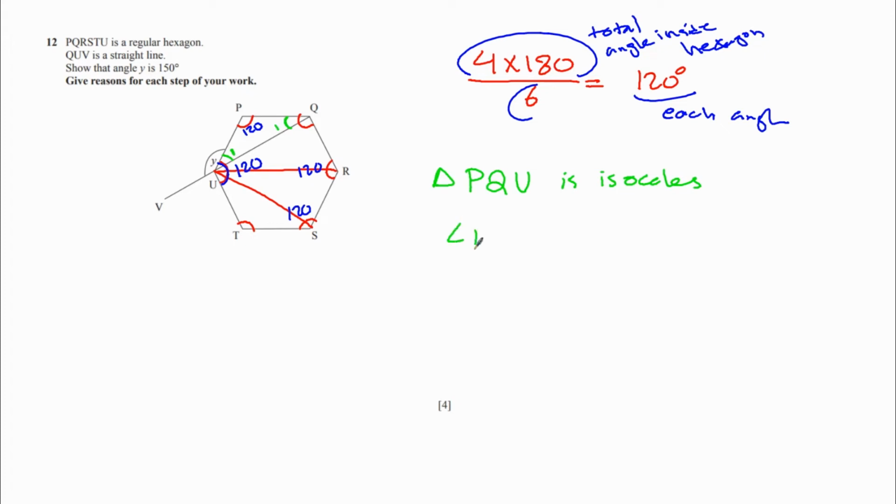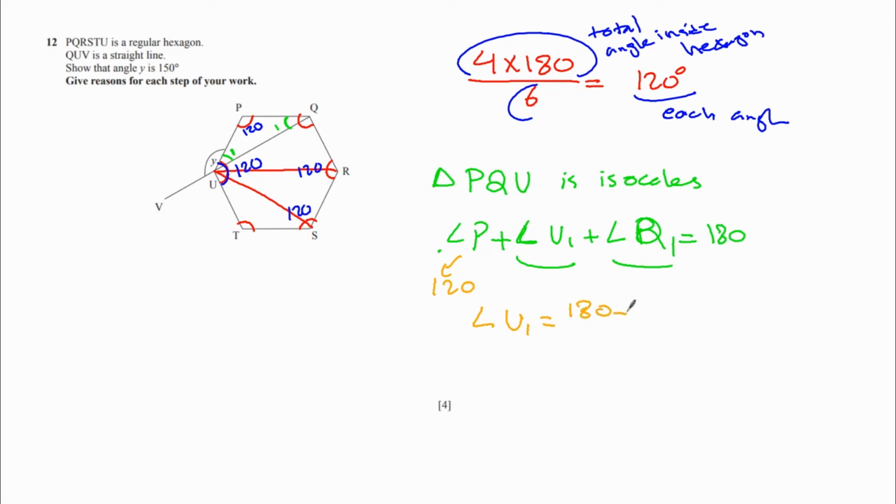So I'm going to say that angle P plus angle U1 plus angle Q1 equals 180, because that is within the triangle PQU. Because this is isosceles, we know that this angle equals that angle, and we know that angle P is 120. So therefore, angle U1 would be equal to (180 minus 120) divided by 2. So that would be 60 divided by 2, which is 30. So this one in here would be equal to 30.